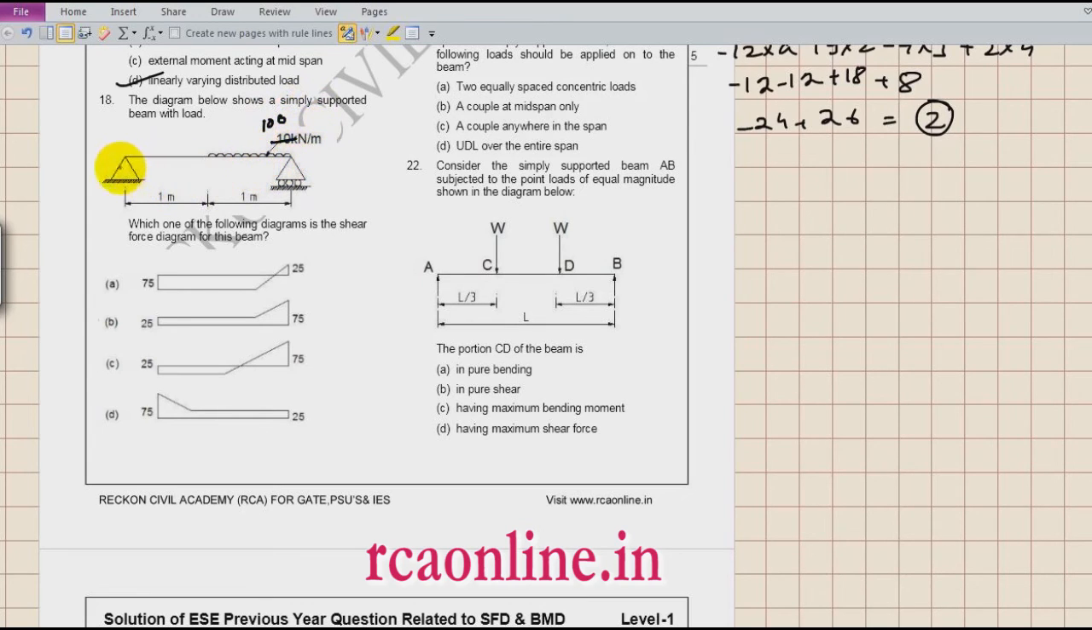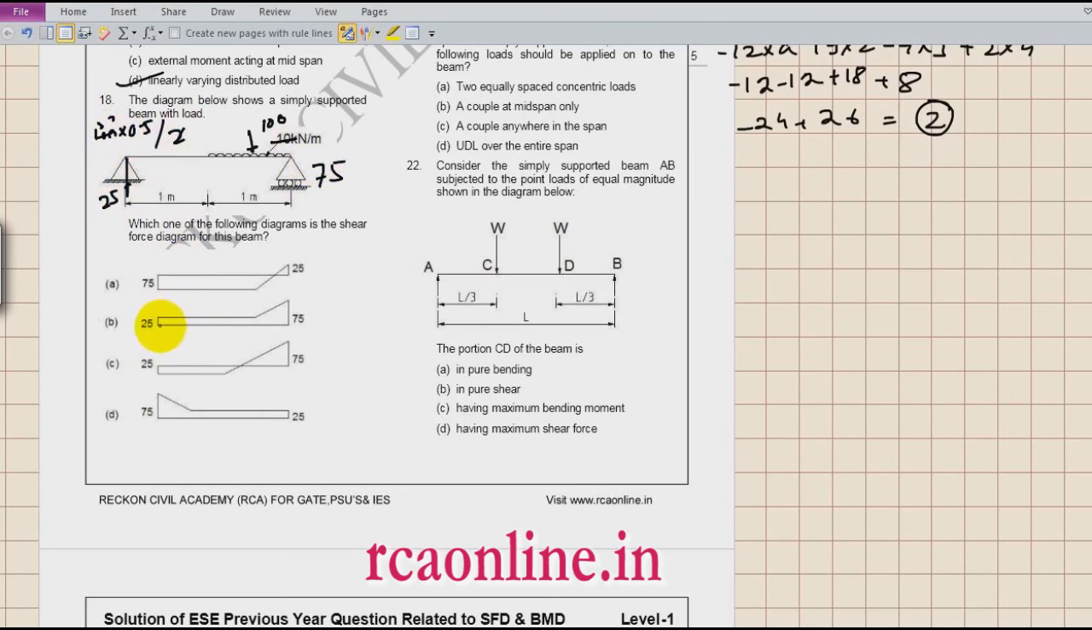Now what will be this reaction? 100 will be applied at this point. So what will be this reaction? 100 into 0.5 divided by 2. Is it okay? So this value comes out to be 25. Total load is 100, so this is 75.